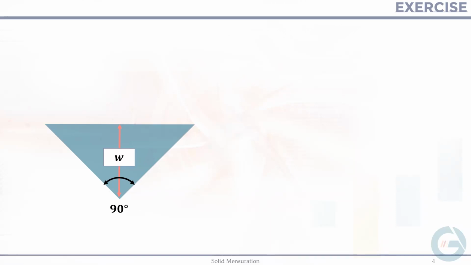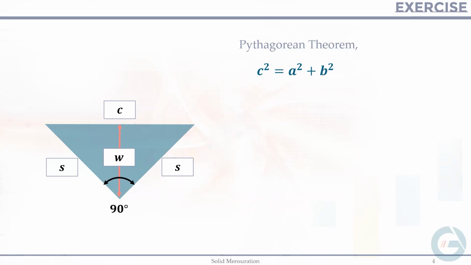Given to the problem, this is an isosceles right triangle, which means if the length of this side is S, the other side is also S. And of course, the side opposite to the 90 degrees is your hypotenuse, normally indicated by letter C. Since this is a right triangle, we can apply the Pythagorean theorem. So this is the formula.